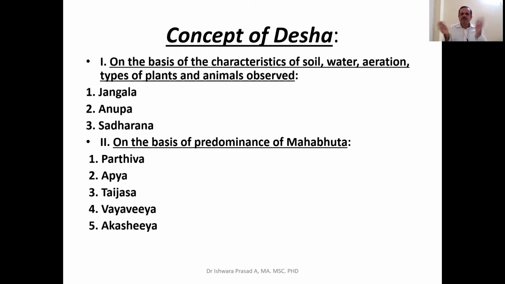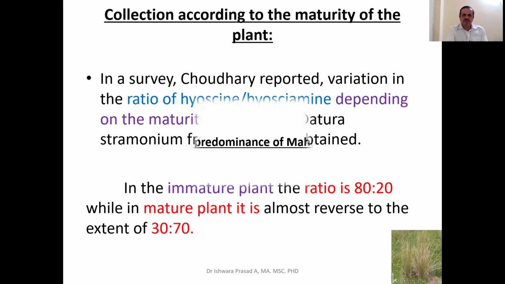On the basis of the predominance of Mahabhuta, we have Parthiva, Apya, Tejasa, Vayaviya and Akashiya. So we have Prithvi, Apas, Teja, Vayu and Akasha as the Panchamahabhuta. On the basis of the predominance of Mahabhuta, it is divided like that, into Parthiva, Apya, Tejasa, Vayaviya and Akashiya. So that is this kind of desha.